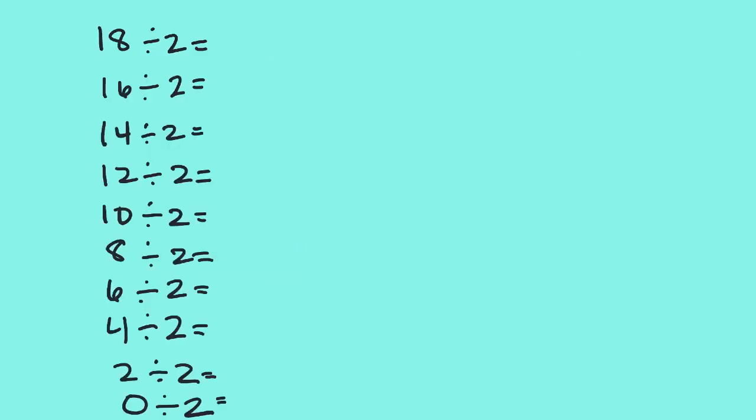Okay, so let's look at these problems that are divided by 2. So the first one is 18 divided by 2. And when we divide by 2, we are dividing them in half. And we know that half of 18 is, get ready, 9. Right? Because you remember, 9 times 2 equaled 18. And division is just the opposite of multiplication. Say that with me. Division is the opposite of multiplication.